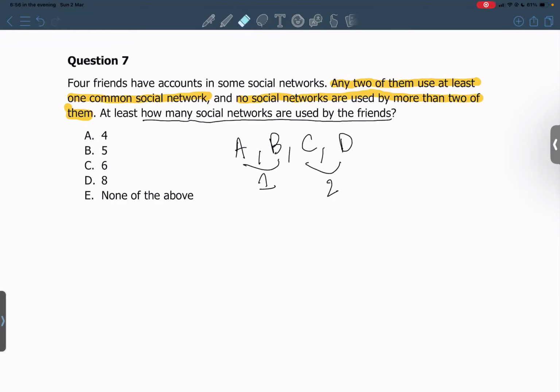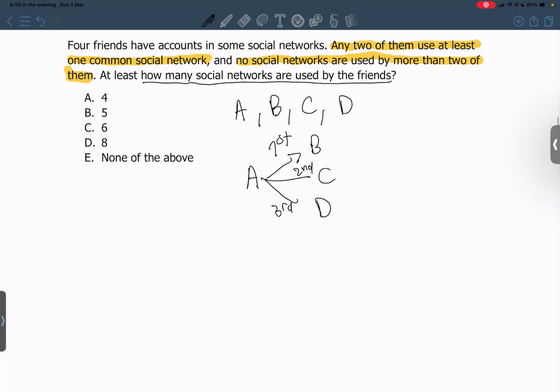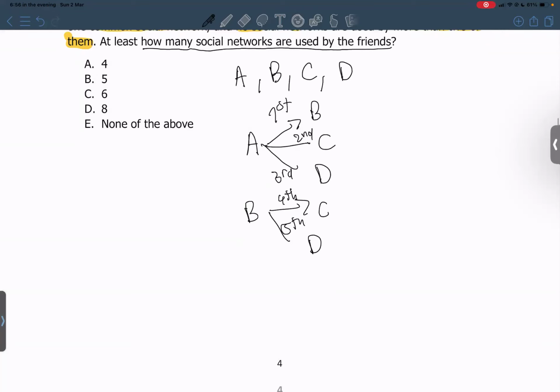So from this, we can do friend A. Since all of them have one common social network, you can say that A is connected to B in the first social network, and connected to C and D in the second and third social networks. And for B, he or she connects to C and D with the fourth and fifth social networks, while C can connect to D on the sixth social network.